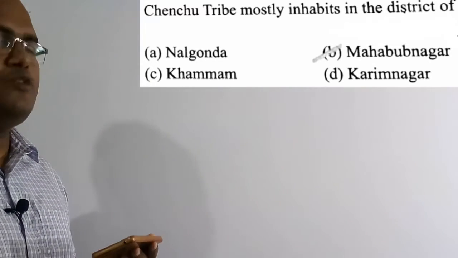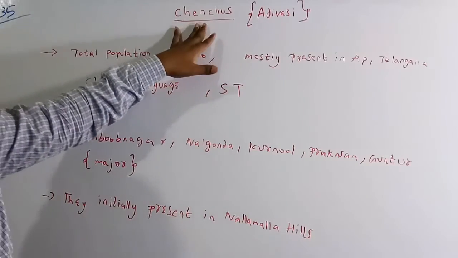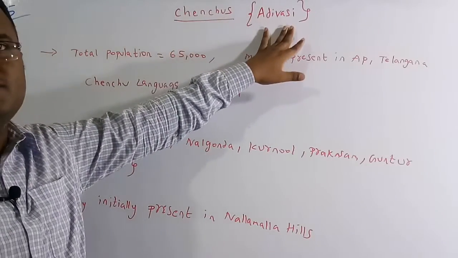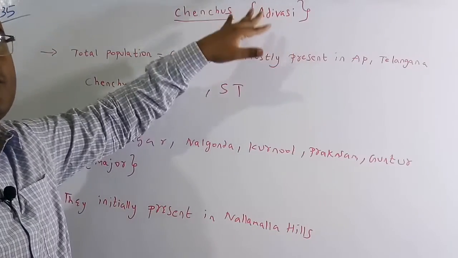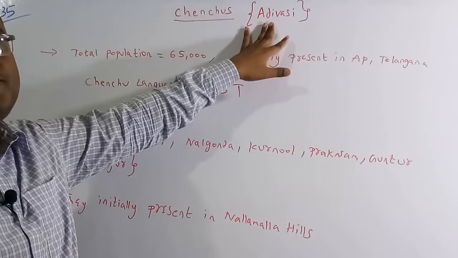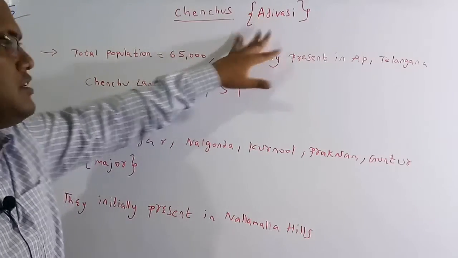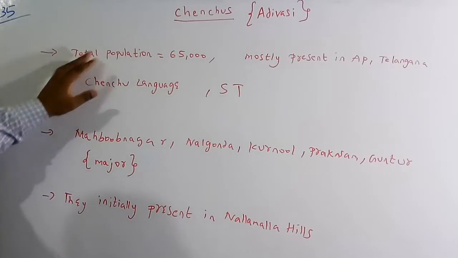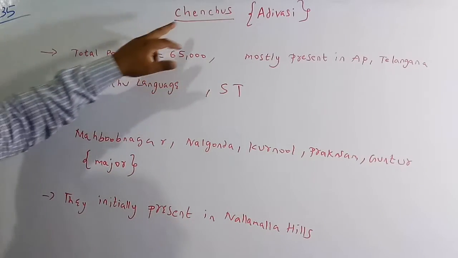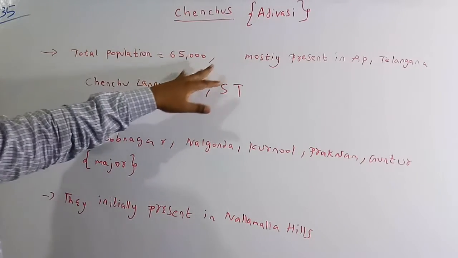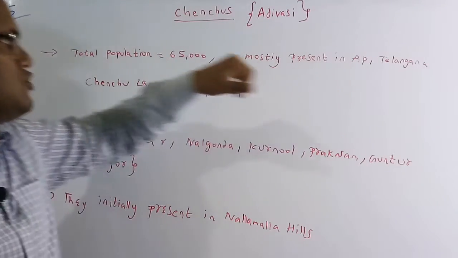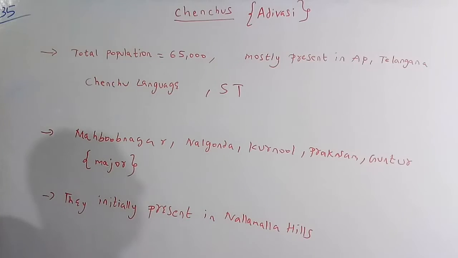So let's discuss some more facts about this. Now we'll discuss some of the important facts about the Chanchos. Chanchos are the Adivasis of the Nallamala Hills, which means their origin is from the Nallamala Hills. They are Adivasis, and they speak the Chancho language. The total population of the Chanchos is around 65,000, and they are present in Andhra Pradesh and Telangana.